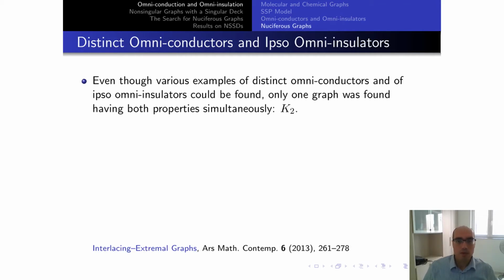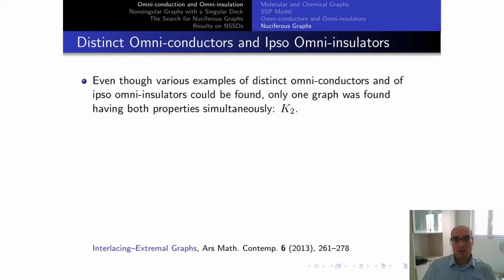An interesting thing that we could do now is combine these properties of omniconductance and omni-insulation together. And in the case of non-singular graphs, this can only be done for distinct omniconductors and ipso-omni insulators, because distinct omniconductors have a non-zero entry outside the diagonal of the inverse, whereas ipso-omni insulators have a 0 entry within their diagonal. In the case of strong omniconductors, we have already shown that there are quite a few, like, for example, C60.